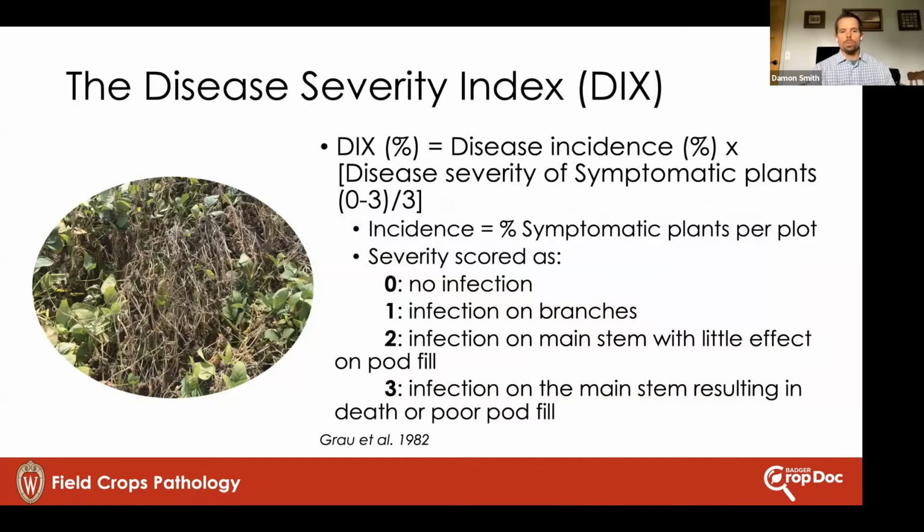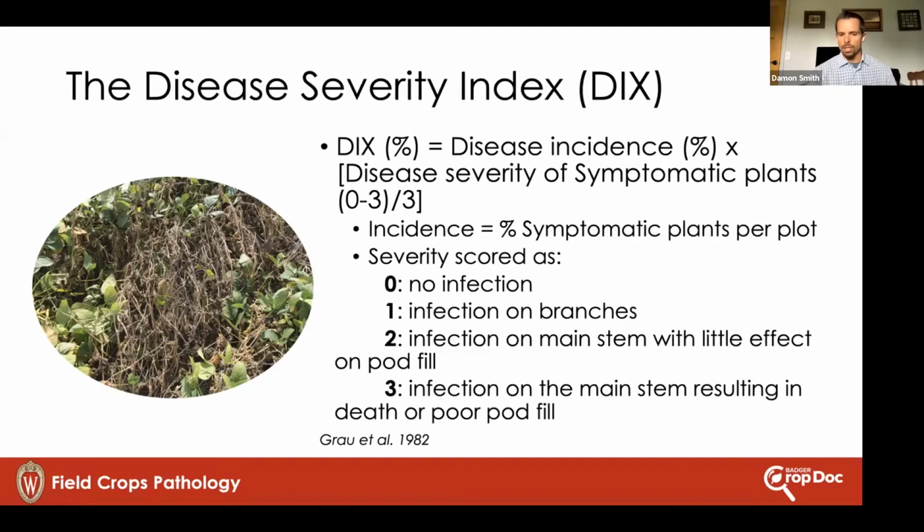So one thing I want to mention is we use what's called a disease severity index score in our research to actually score damage and try to understand yield loss. And I'll explain why this is important here in a second, but I just want you to understand how we're actually scoring here so that some of this next conversation makes a bit of sense. We do two types of ratings. We do incidence, which is the percent symptomatic plants per plot. And then we also do severity scores.